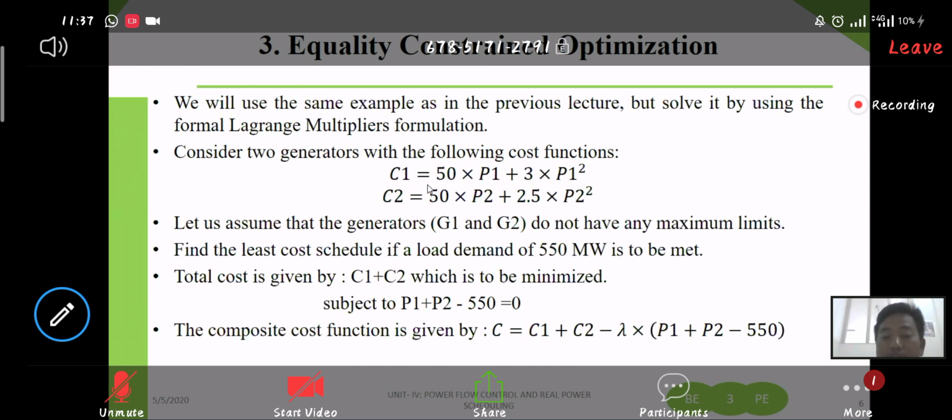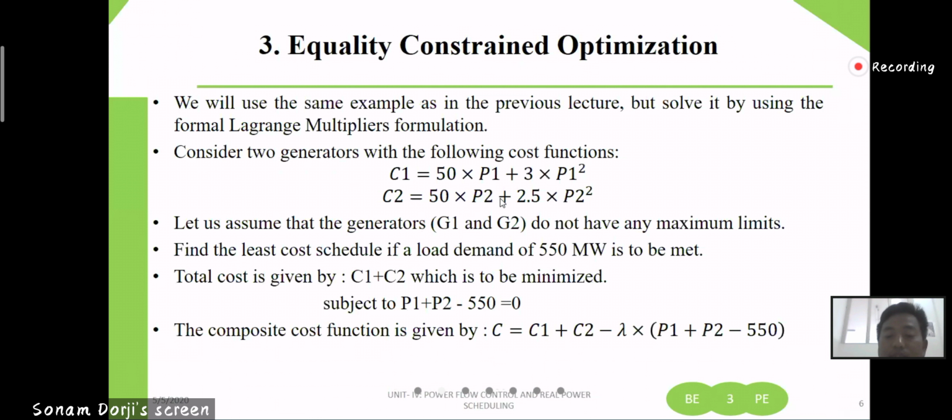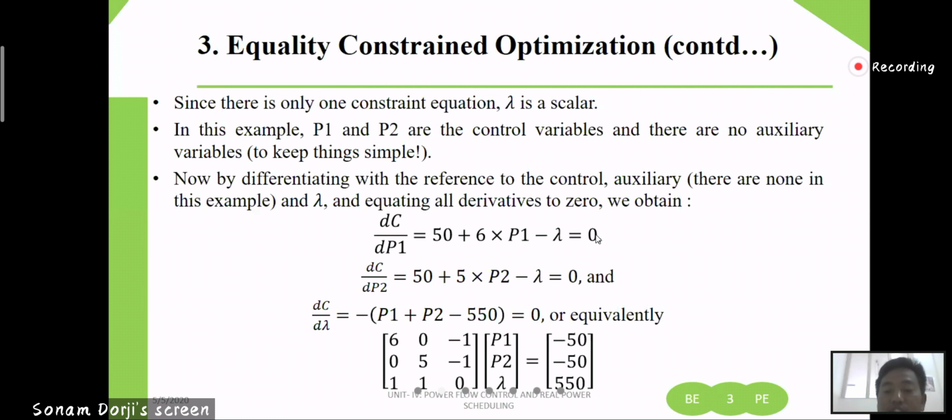So the cost involving p2 will be 0, because p2 will be treated as a constant since we are carrying out the differentiation with respect to p1. So then the first equation you will get equal to 0. All the derivatives we have to equate to 0.